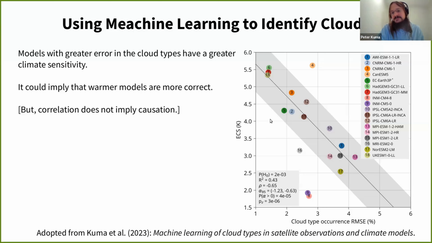And we saw that the models which have lower cloud errors, which are these dots here, also have higher sensitivity than the models with greater error. And that tells us that the models which simulate the cloud types better in terms of our analysis are the warmer models. And that in turn tells us that it's possible that the models which are warmer and have better representation of clouds are actually the ones we should believe more.